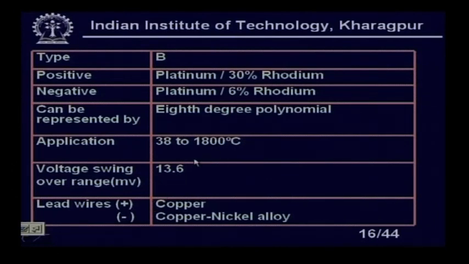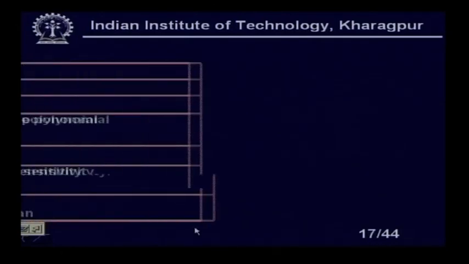Now, you see the application is almost the same for all the platinum rhodium thermocouples. That is the reason we have not written it repeatedly, but it is the same, as it happened in the case of the first slide of the platinum rhodium thermocouple. So, the lead wires are also copper nickel alloy.